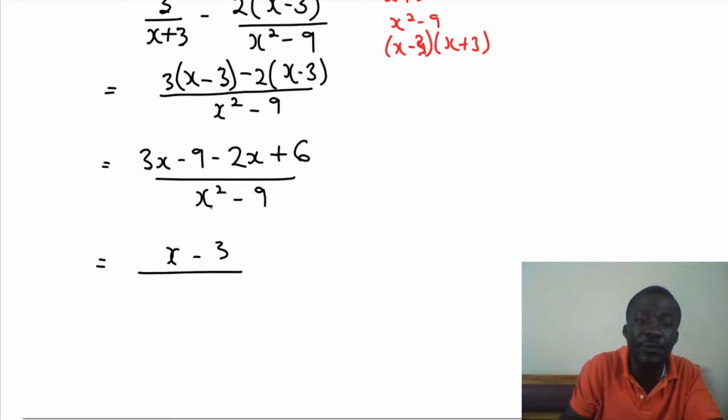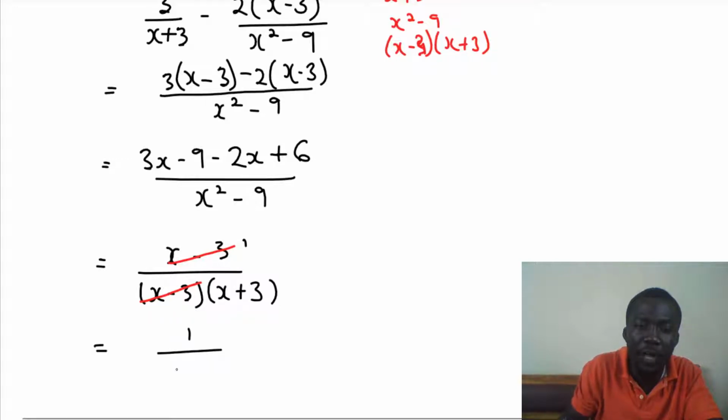And the denominator, which we have x squared minus 9, we can factor that one as x minus 3, x plus 3. And this x minus 3 can cancel the x minus 3 at the numerator side, leaving 1 at the numerator side. So at the end we are going to have 1 over x plus 3 as our answer.